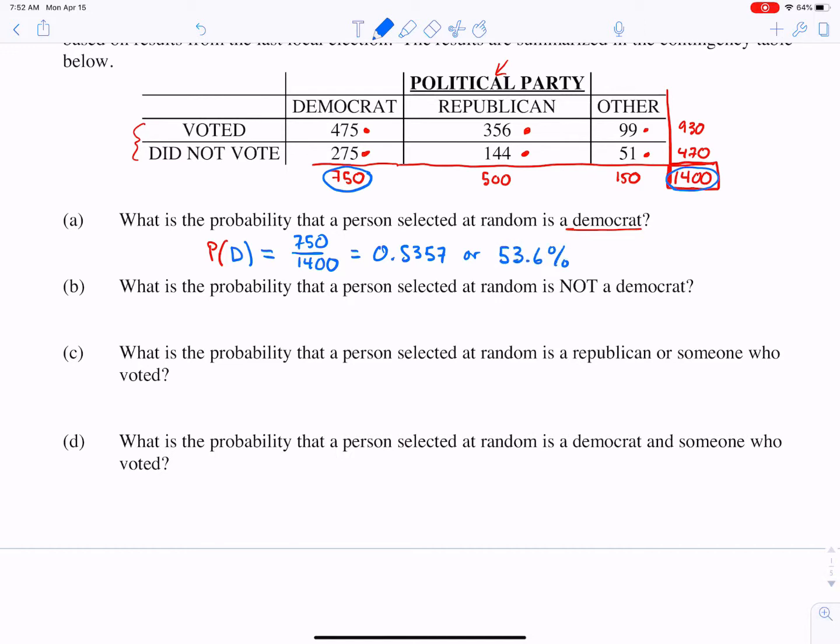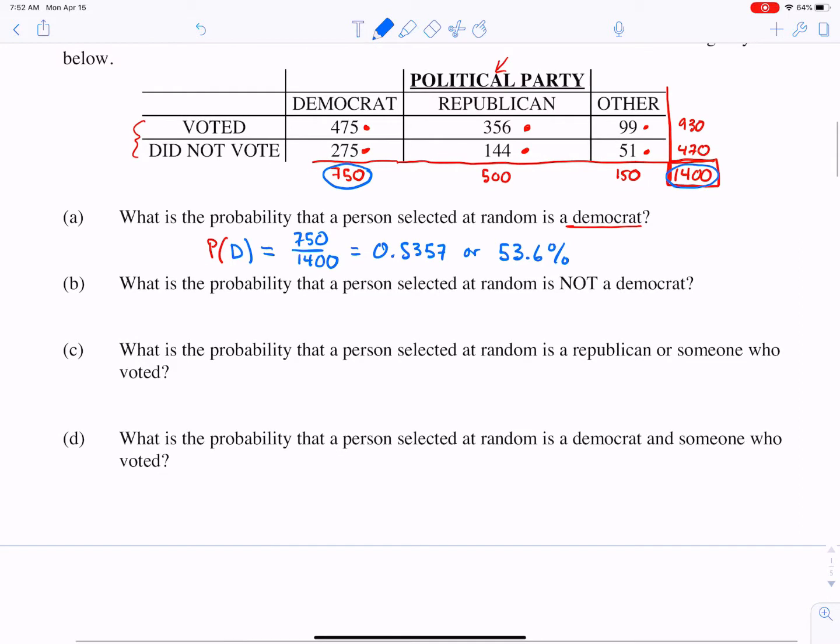53.6% were Democrats. Okay. Part B says, what is the probability that a person selected at random is not a Democrat? Okay. Back to red. We're now not Democrats. Maybe that's Republicans or maybe that's independents. But not a Democrat means the opposite or the complement of what we just did. So the easy way to do this is to say it's 1 minus the probability of being a Democrat, which is 1 minus 0.5357, which is equal to 0.4643.